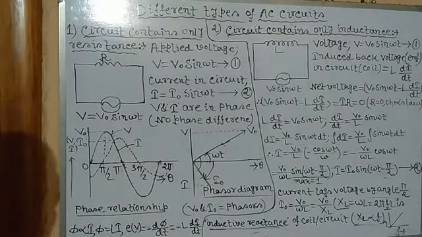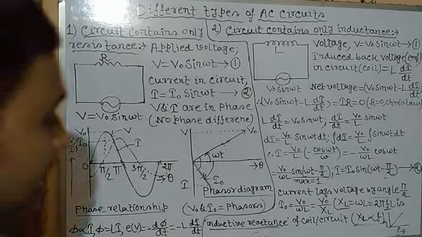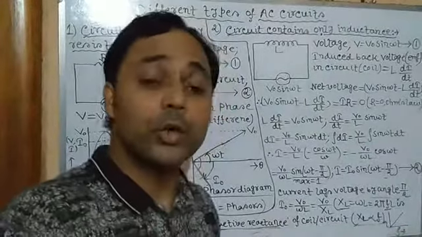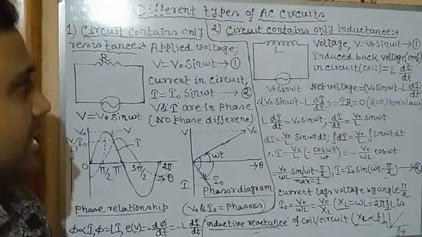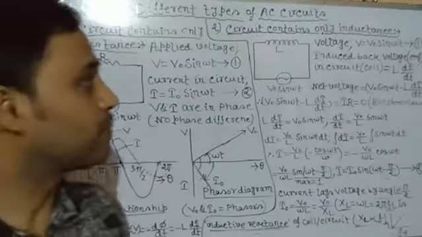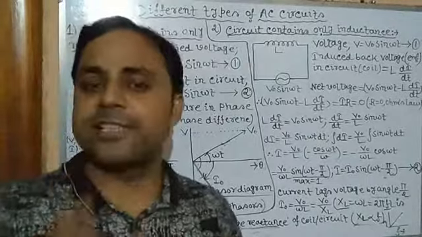Clear? So when an AC circuit contains inductance, we get a new term called inductive reactance, which offers opposition to the flow of alternating current. Next, we are going to discuss a circuit containing only capacitance, that is the capacitor.